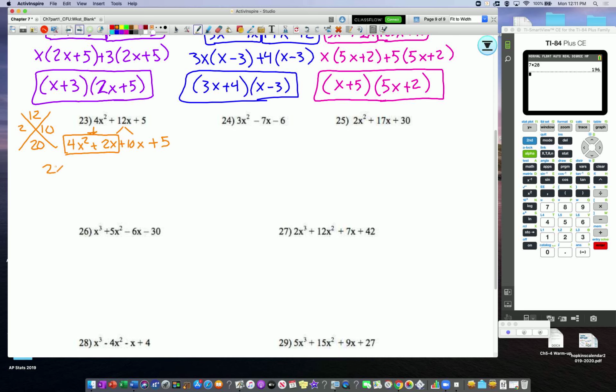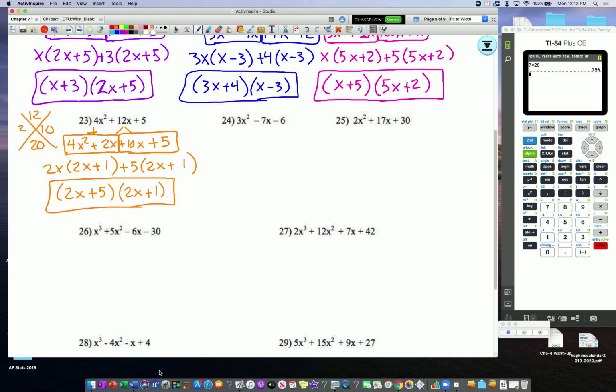All right, factor by grouping. They share a 2 and an x. So I'm left with 2x. Remember, when you take everything out, you're left with a 1. They share a 5. Look at that. 2x, pull 5 out of 5, and you're left with 1. Both the same. So I have 2x plus 5 sets of 2x plus 1's. All right, just like that. That one's done.